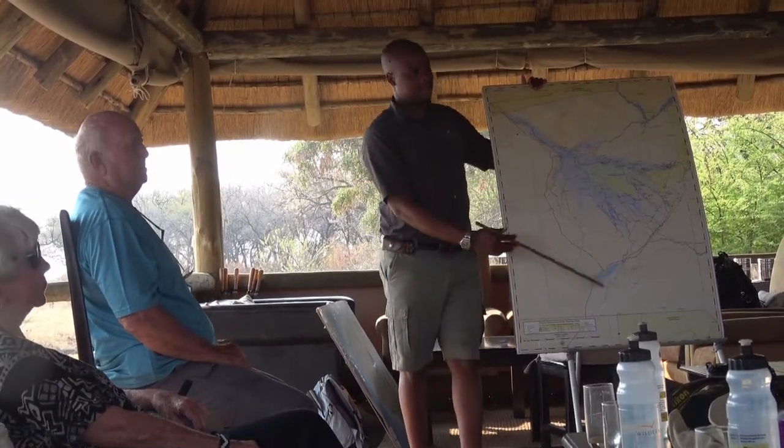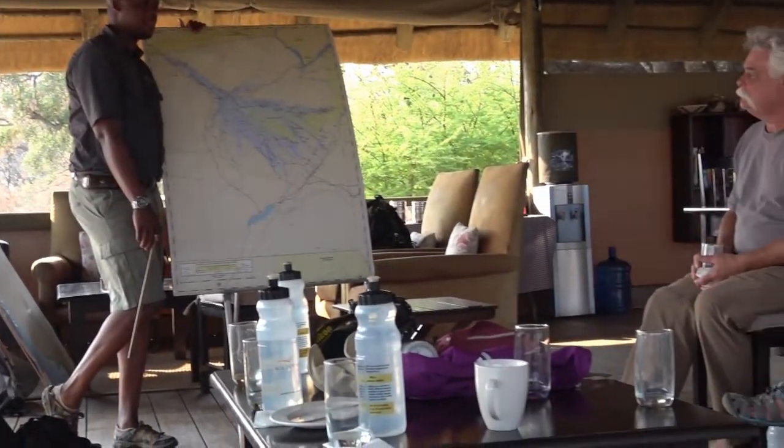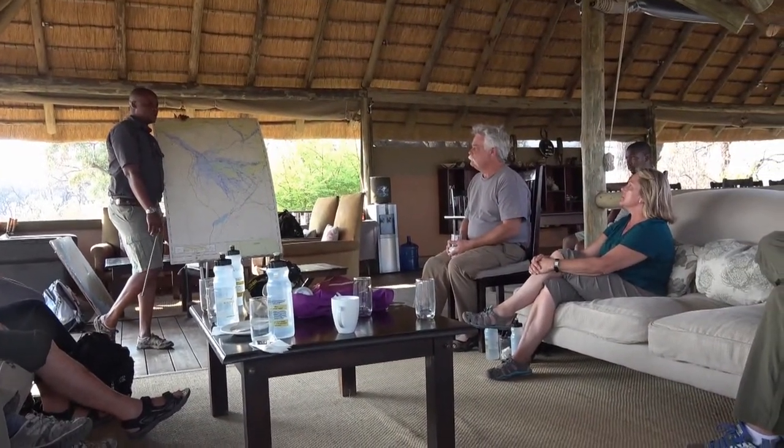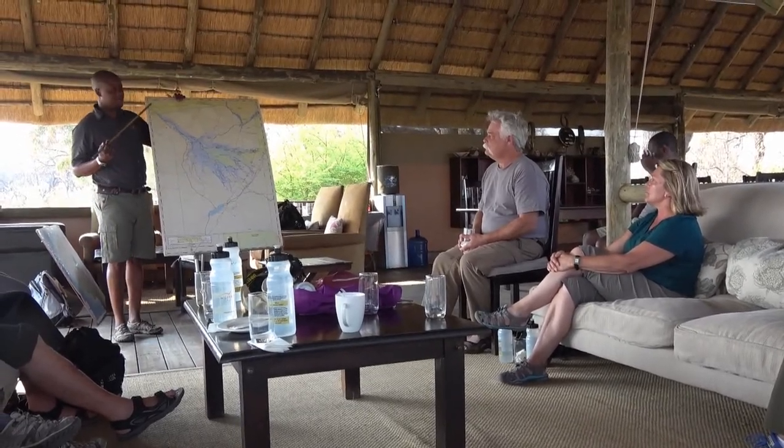Anybody? I was thinking, since the water comes from the rivers in Angola, if Angola starts to pollute or do agriculture, won't it come down into your delta? That is one of the threats that is happening right now, you're right. And you don't have control over Angola.